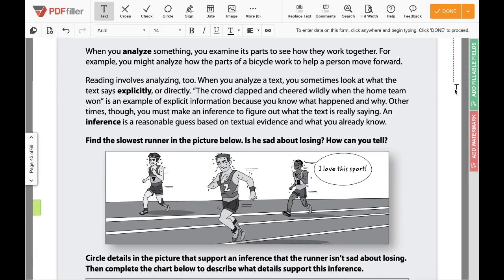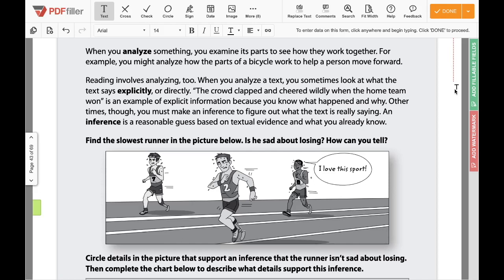But it says, when you analyze something, you examine its parts to see how they work together. For example, you might analyze how the parts of a bicycle work to help a person move forward. Reading involves analyzing too. When you analyze a text, you sometimes look at what the text says explicitly or directly. We've talked a lot about explicit stating and implied stating in class. So when it explicitly says something, it is literally saying what they want you to understand.